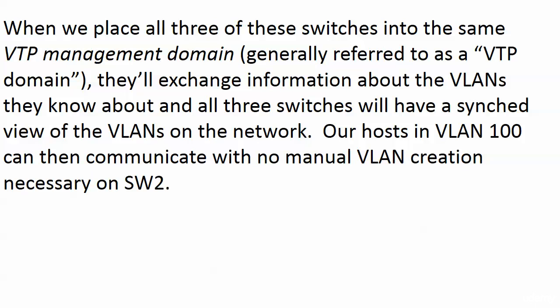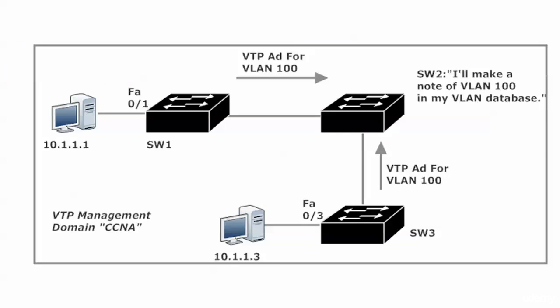When we put all 3 of our switches here into the same VTP management domain, it's generally just called the VTP domain, but the full name is VTP management domain. They will exchange information about the VLANs they know about, and what we end up with is that every switch has a synchronized view of the VLANs on the network. And this would be true for 3 switches or 30 or 300 as long as they are in the same VTP domain. And at that point, our host in VLAN 100 can communicate without us having to go to switch 2 manually and enter VLAN 100.